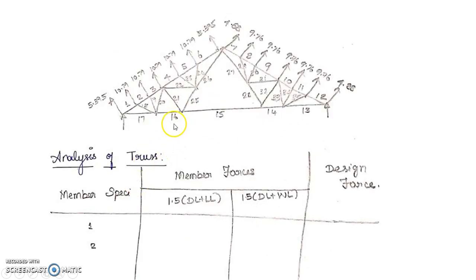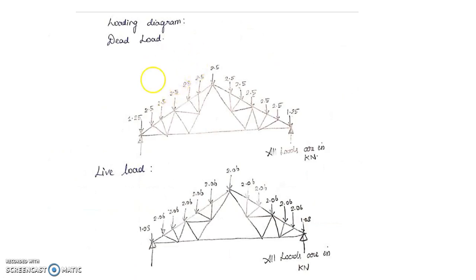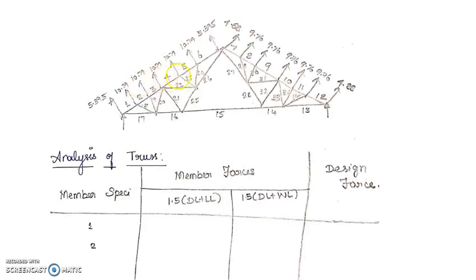Coming to the wind load, I know that the wind is always normal to the roofing sheet plane, but your dead load and live loads are always in the gravity direction. Since it is acting perpendicular to the roofing sheet, I have 5 intermediate nodes and 1 intermediate node. Accordingly, I take the loads on the windward direction as well as the leeward direction.